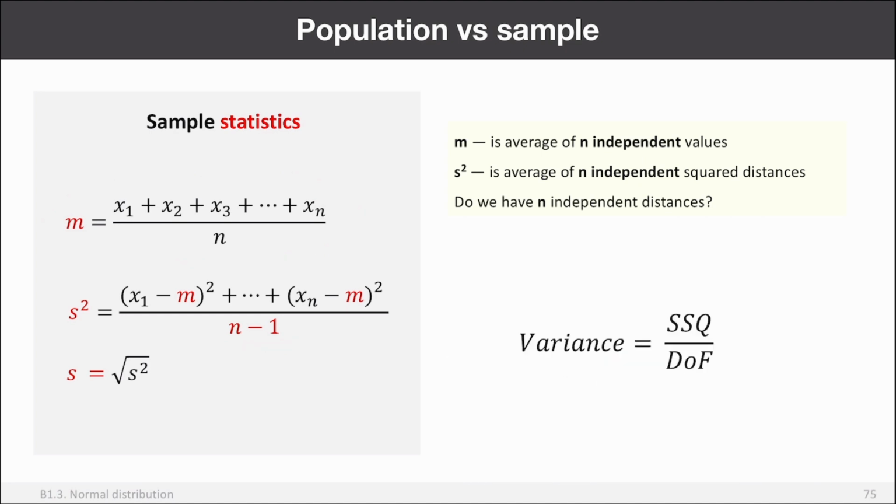Okay. And this is just a short version. So SSQ, which we will use, is a sum of squared values. In this case, it's the sum of squared distances. And DF, or sometimes I will use df, means degrees of freedom. It's the number of independent values. Okay.